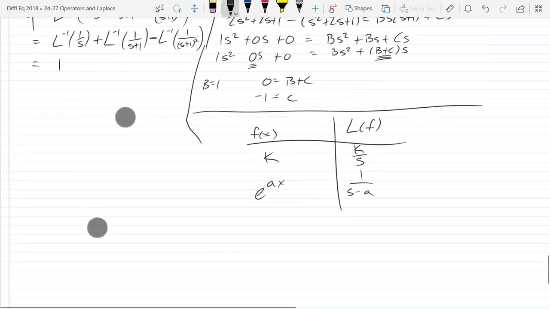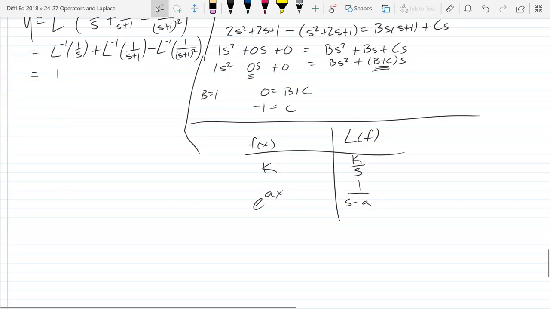What is a for us? -1. So it's a little tricky. On the first one our k was 1. This one the a is -1. So we're going to get e to the negative x. Any questions on that second one there?